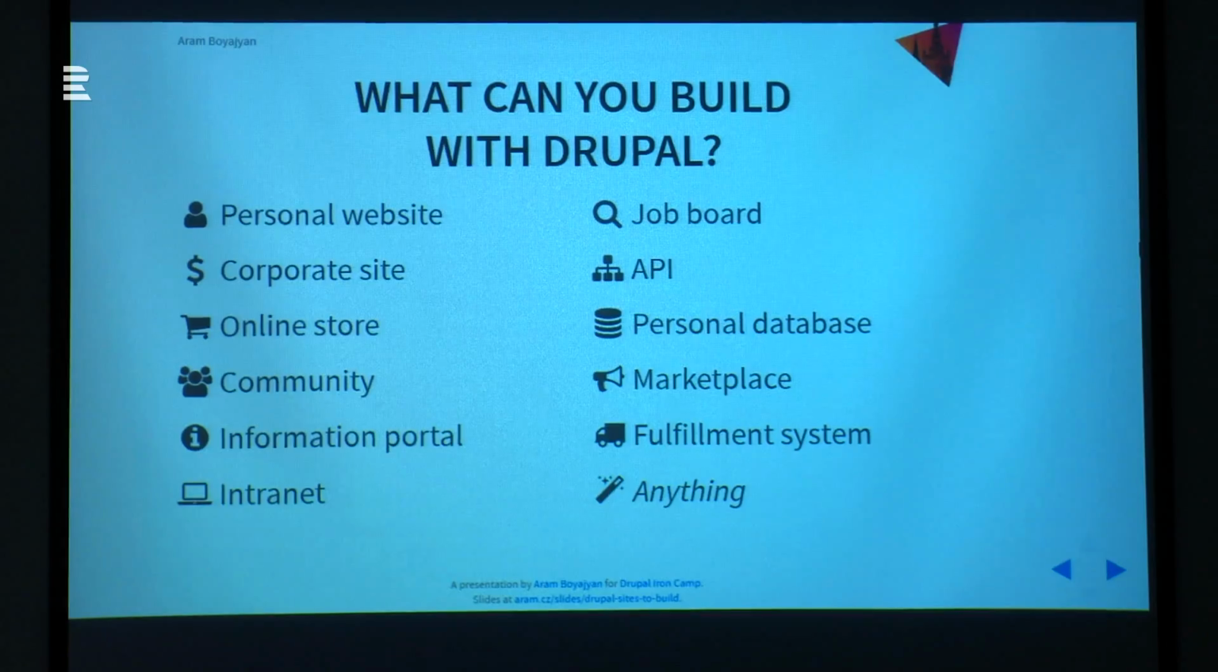So to put you in the right mindset, I'm going to talk briefly about what you can actually build with Drupal. Here you have 11 types of websites that you can build with Drupal. They range from APIs to community websites to online stores to intranets to fulfillment systems, etc. If you showed this list to a client or to someone who's not familiar with Drupal, they would be pretty excited, because that means that Drupal can build almost any kind of website. And that would be true.